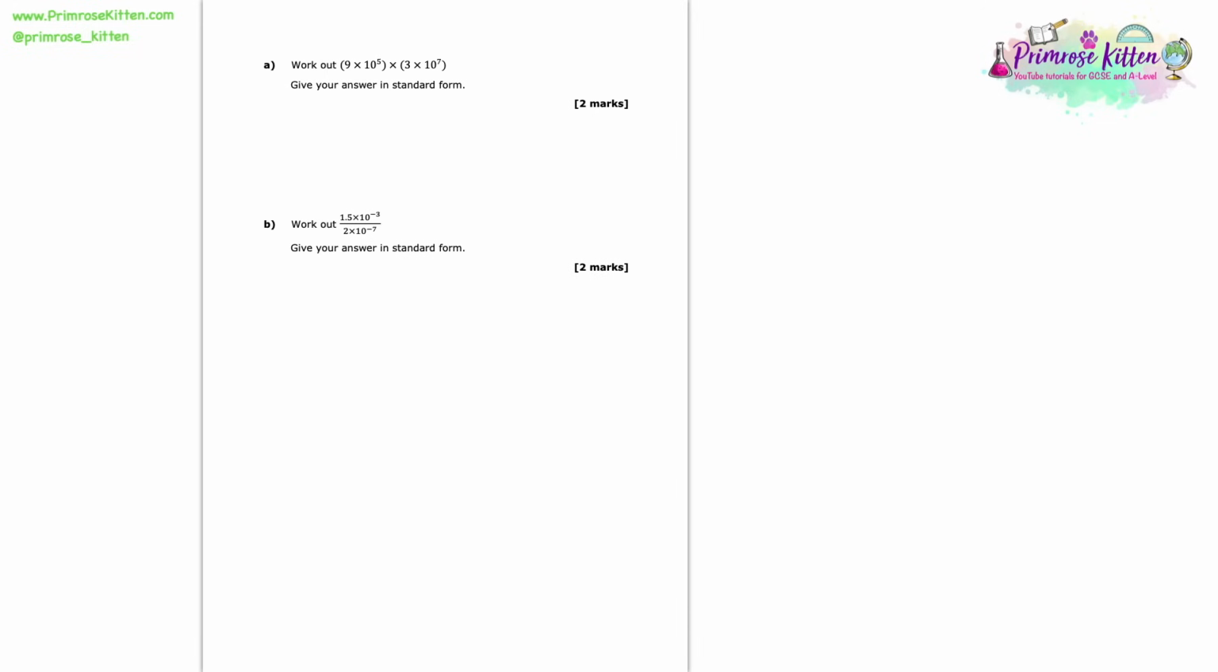So here we're asked to work out 9 times 10 to the 5 times by 3 times 10 to the 7 and to give our answer in standard form. Now here, of course, this is non-calculator, so we need to think about this carefully. The way that I would recommend that we do it is we take our numbers, so the 9 and the 3, and we multiply those together first, and then we take our powers and we multiply those together next. So I'd separate the number bits from the indices.